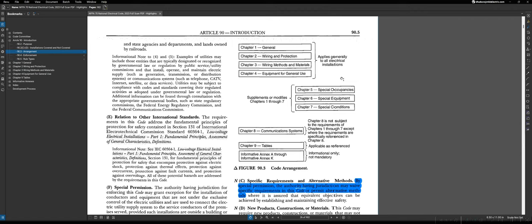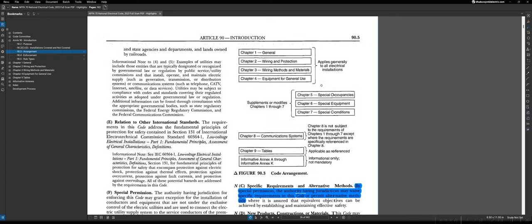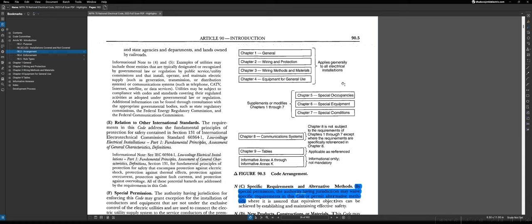Now, backing up a little bit and speaking on what our section was referring to as applying generally, special conditions, all this big jumble of words, we can break that down more simply. If we look at these groupings, we can see that Chapters 1 through 4 are all grouped together with a note that they apply generally to all electrical installations. What that means is that the requirements we discuss in Chapters 1 through 4 of the NEC are going to apply to probably 90% of conditions that we see every day. These are the everyday things in the electrical industry.